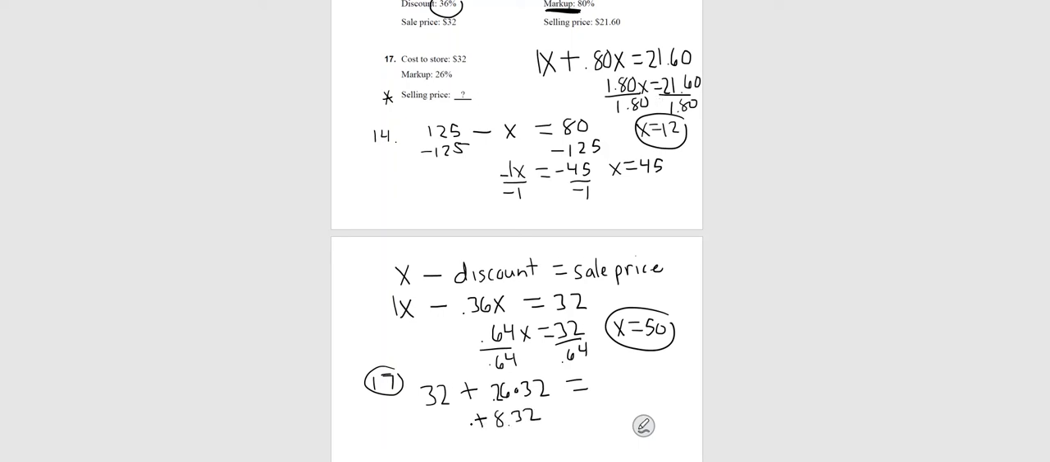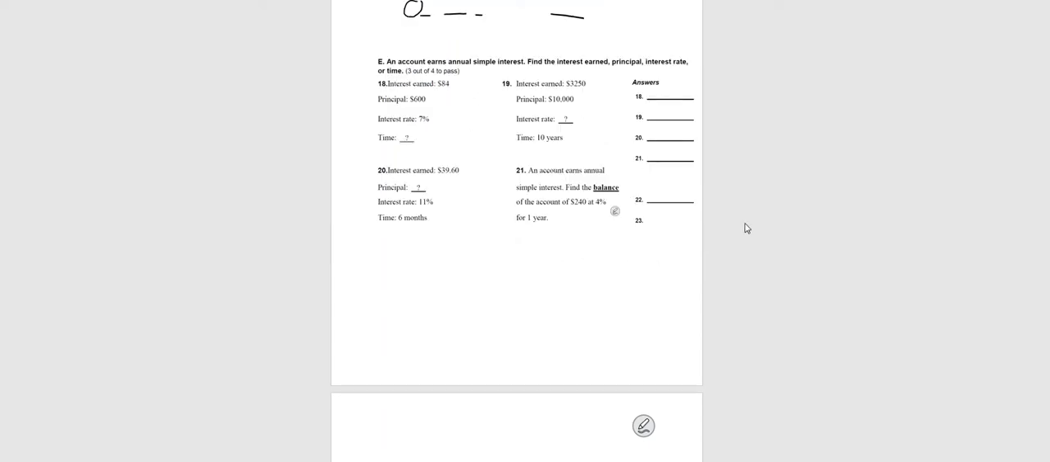And then if we add that to what the store paid for the product, that means they are going to sell the product for $42.32. Okay, we've got one more section left on our review. The last part on your test, part E, asks you to calculate simple interest.